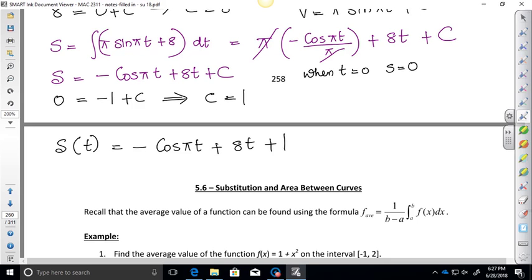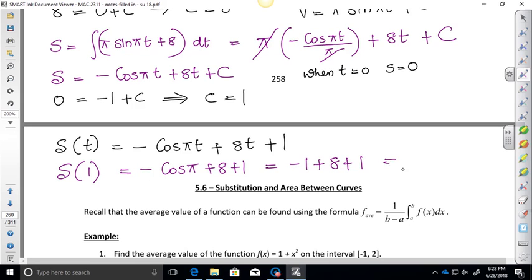Finally, we have to find the position at t equals 1. So it's going to be negative cosine pi plus 8 plus 1. That's negative 1 plus 8 plus 1, which is 8. So that's the final answer to that problem.